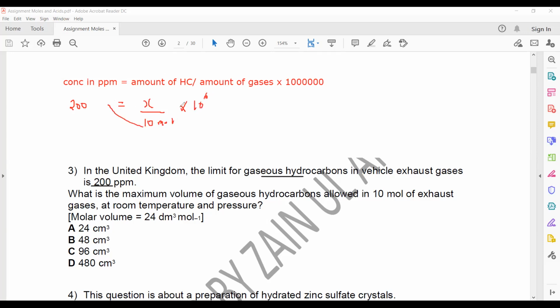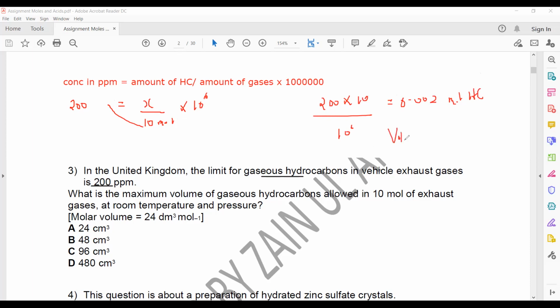So 10 will be multiplied, and 10 exponent 6 will be the divisor. So it will be 200 multiplied by 10 divided by 10 exponent 6. What we get is 0.002 moles of hydrocarbon. But in the question, we don't need moles. In the question, we need volume. So to convert moles into volume, we'll multiply by molar volume, which is 24.